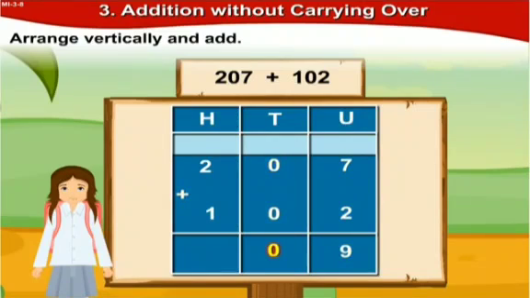0 tens plus 0 tens is 0 tens. 200 plus 100 is 300. Which means the answer is 300, 0 tens, 9 units. So it is 309.